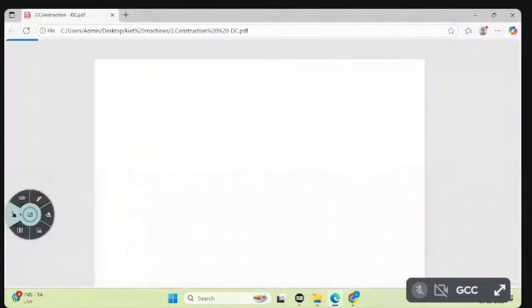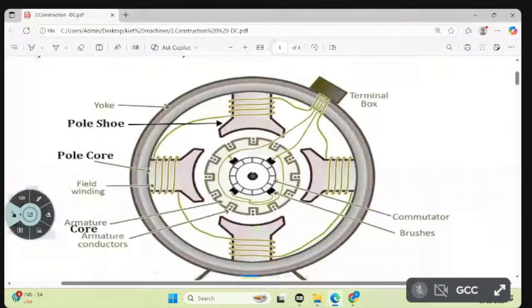So here it is a DC generator. So this is nothing but the yoke. The outermost orbit is the yoke. You have to draw it.